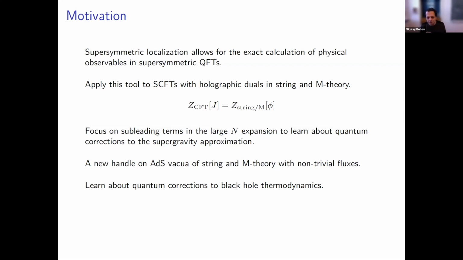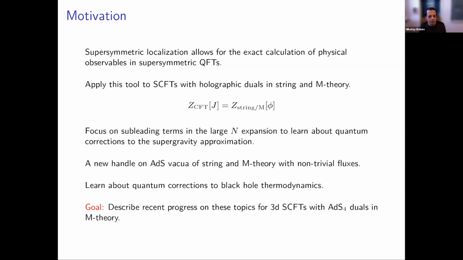And of course, this sounds very, very general. So in this talk, to be specific, I will focus on three-dimensional superconformal field theories that arise from M2 branes in M theory, and their corresponding AdS4 dual backgrounds. So this will be the context in which I will explore these kinds of questions.